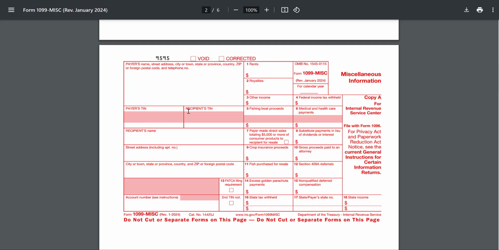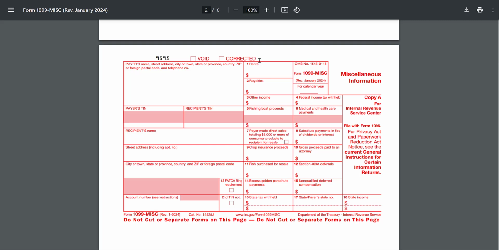Then you're going to put the recipient's tax identification number right here. So whatever information was on that W-9, okay? And then you are going to put the recipient's name, street address, city, town, zip, or foreign postal code, and then you're going to put their account number right here, okay? You don't have to have an account number assigned. This is optional. If you have an account number for that particular vendor, you can put it there.